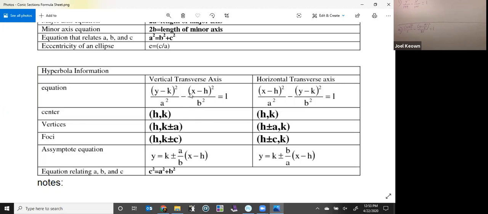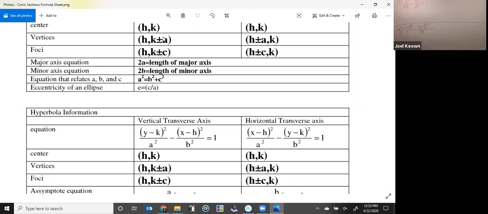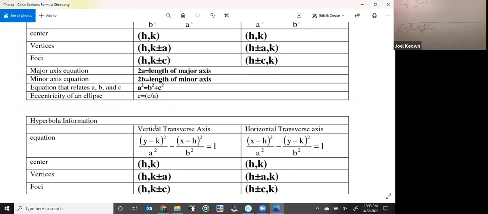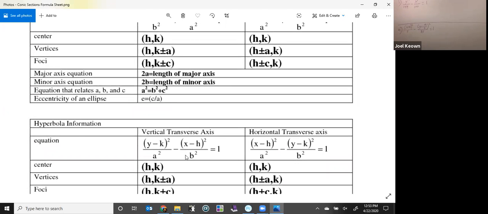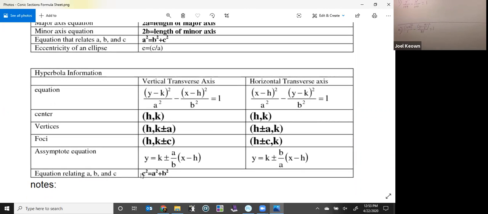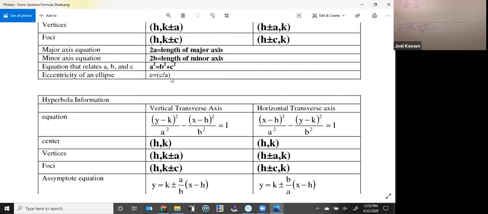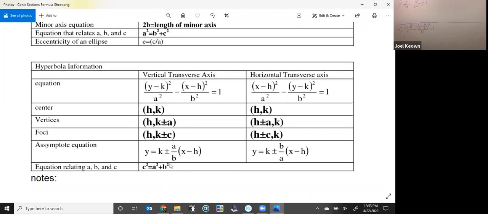Okay, if you look at the formulas though, for center, vertices, foci, notice exactly the same formulas between hyperbola down here and ellipses up there. One difference though is our equation where we relate a, b, and c: c squared equals a squared plus b squared, which is actually the same as the Pythagorean theorem. Whereas up here with ellipses, it was a squared equals b squared plus c squared. So that's the one real difference.